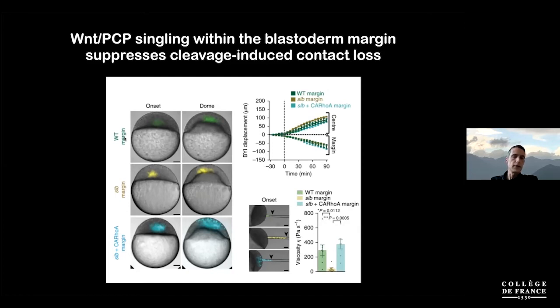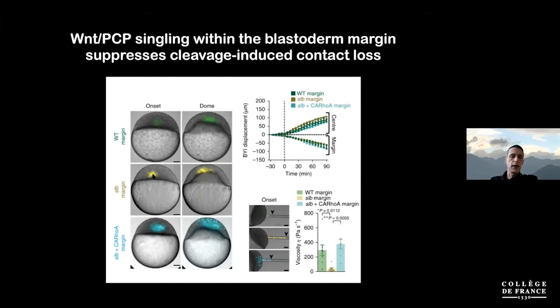And again, what she did is she took tissue, and this is a control experiment, from the margin of a wild-type embryo, which is not fluidizing, and puts it into the middle of a host embryo. Again, in this case, she should see a reduction in doming movement, and that's exactly what she found here, because this tissue is not fluidizing.